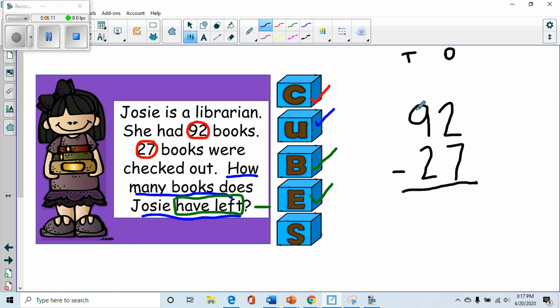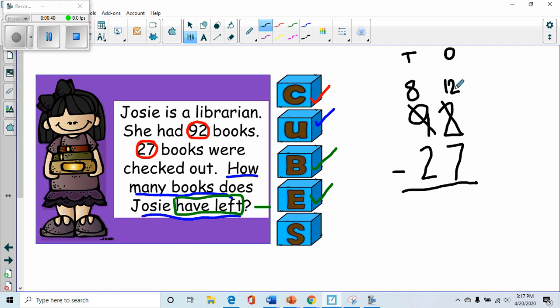So I'm going to go next door to the tens place, and I'm going to take one of those tens away. That will leave me with 8. The 10 that I borrowed will come right over here to the ones place to help make this a bigger, larger number. So 10 in front of the two ones gives me the number 12. 12 minus 7, I can do that.